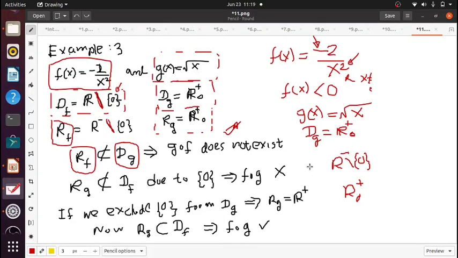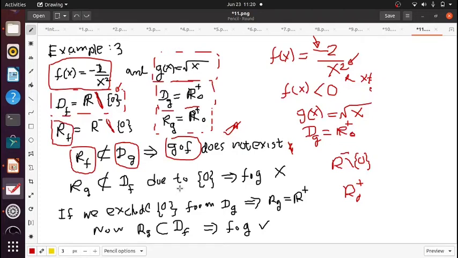At least if there were common elements, we could redefine the set. But in this case there are no such common elements. Therefore the range of f is completely not a subset of the domain of g. Therefore g of f does not exist. Sadly, it does not exist.